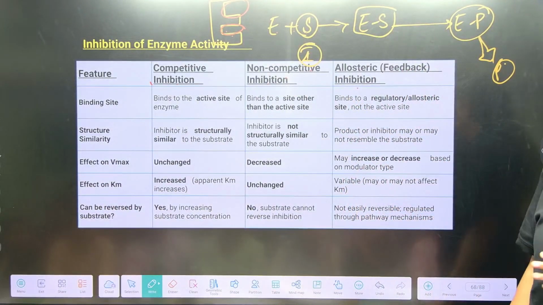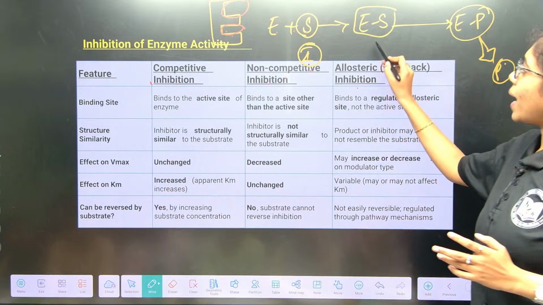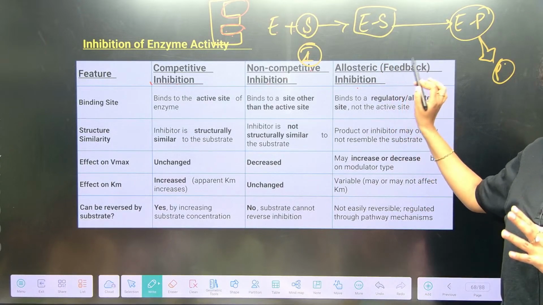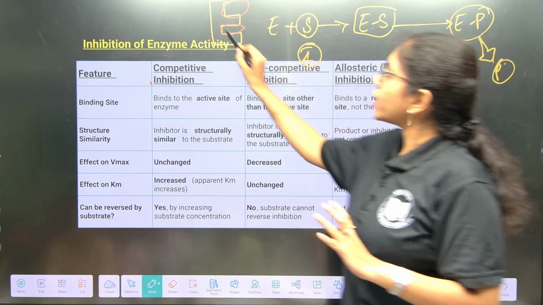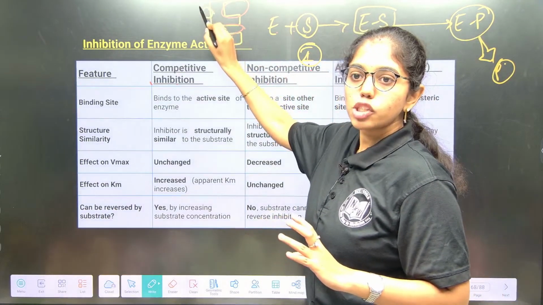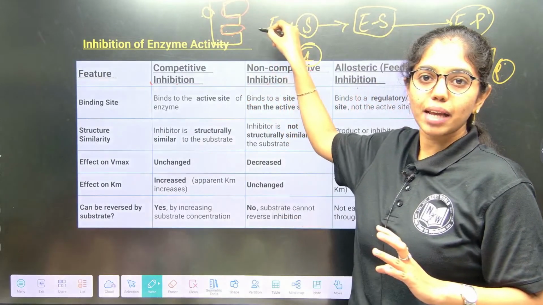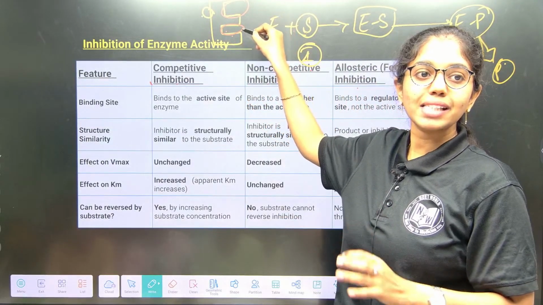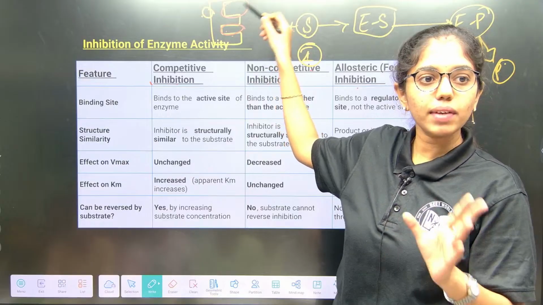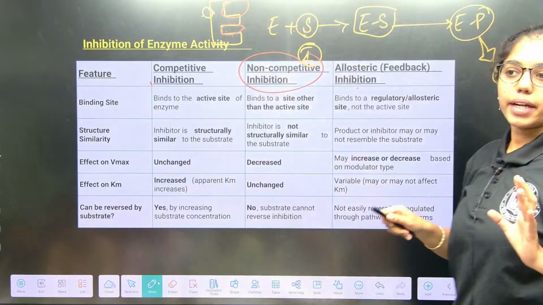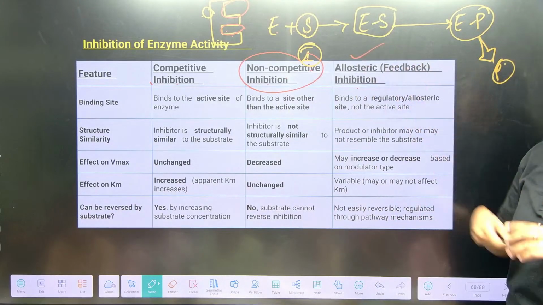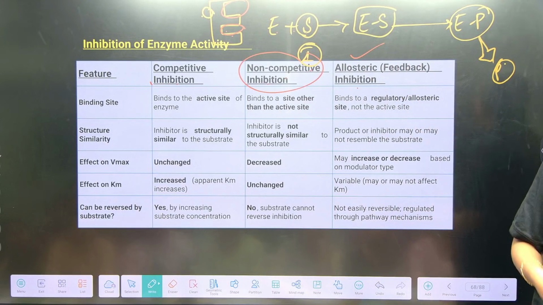Non-competitive inhibition. What happens is, apart from the active site, whichever other site is there is known as the allosteric site. The inhibitor will come and bind to this site. This will change the active site of the enzyme and make it unfit for binding with the substrate. This is called non-competitive inhibition. Allosteric inhibition is also addressed as feedback inhibition.